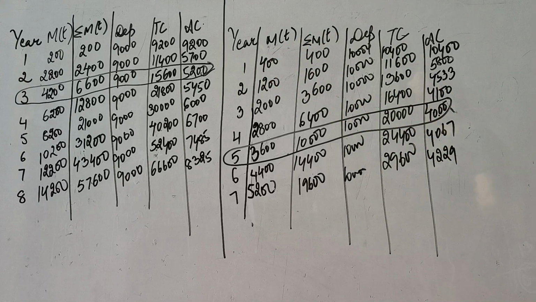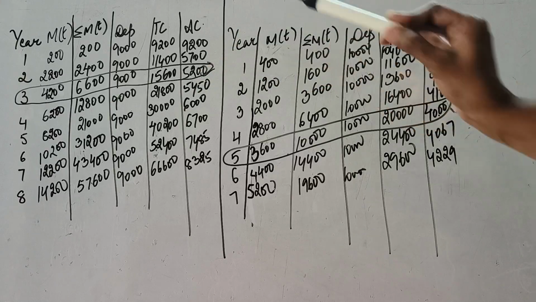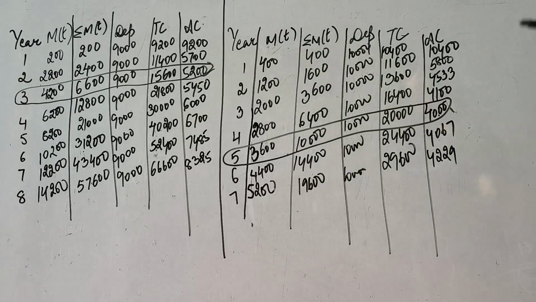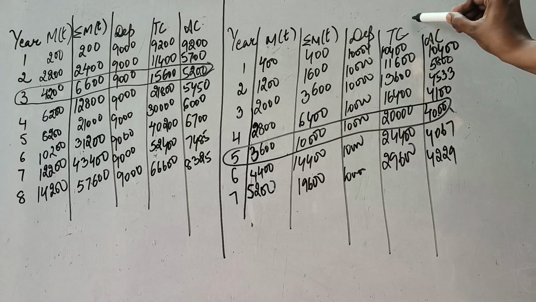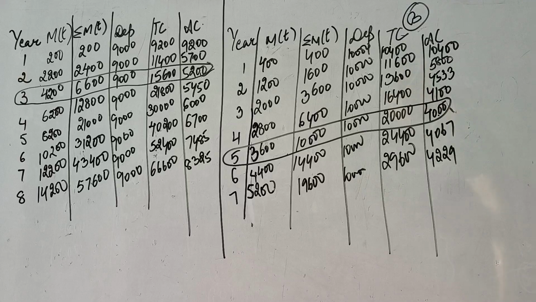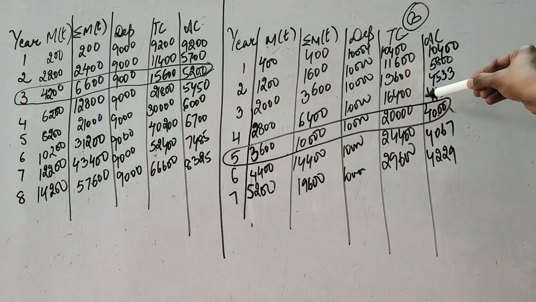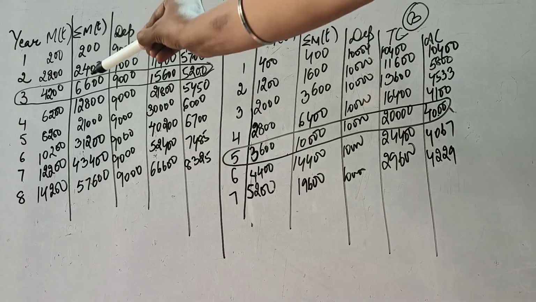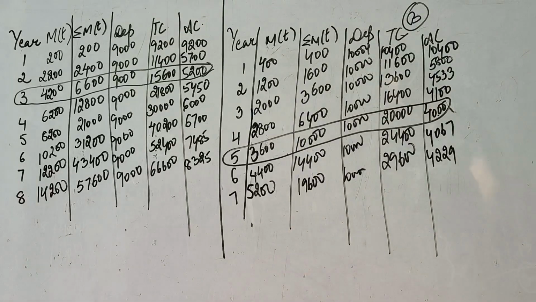And the question says that you have to replace machine A with machine B. Now machine B has to come. So when can it come? For such questions, you have to compare the minimum cost of the second machine, machine B. What is the minimum cost? 4,000. You have to compare it with the maintenance cost, this one.